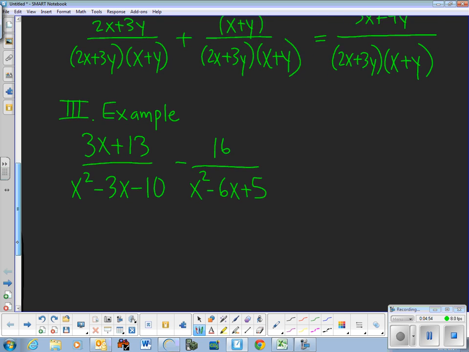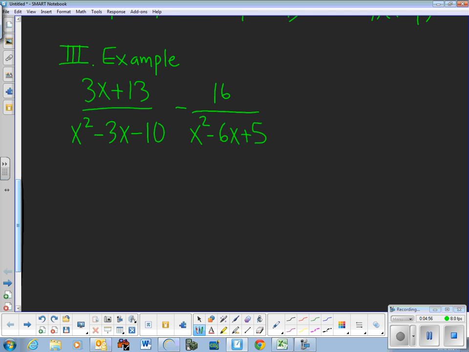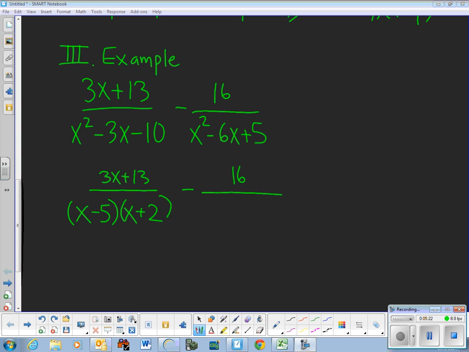All right, so let's do one more. We start by factoring. Always start by factoring. Nothing will factor from 3x plus 13. The bottom of this one looks like it'll factor to, let's see, that minus 10, I need two factors of negative 10, which look like negative 5 and positive 2.